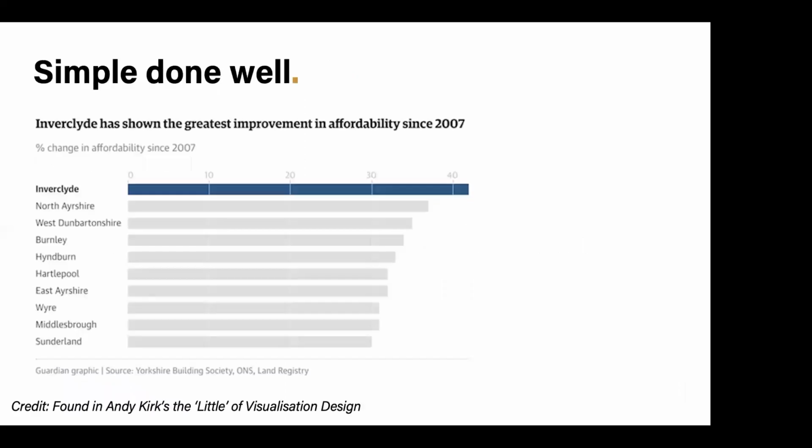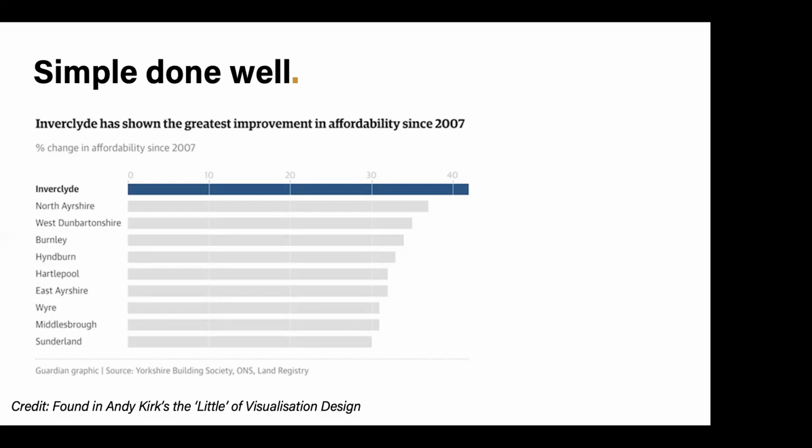So to give you a few examples, this one I think is just a key point of how simple can be done well. It's a very simple question, but you can see in the title they've told you what they want you to look at, which is who showed the greatest improvement in efficiency. They've highlighted that colour so it jumps out to you straight away. They've done a really clean job of the grid lines, so they've got around any distractions, and they've put all the source information at the bottom.